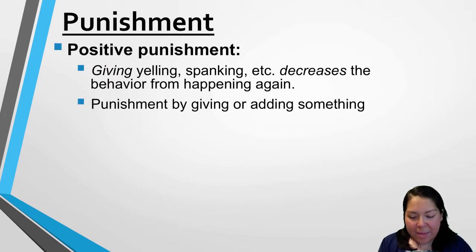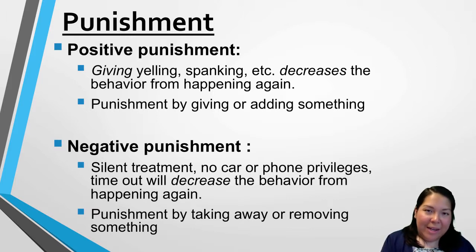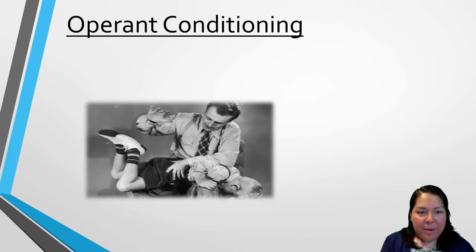So here we talk about punishment. The first is positive punishment because we are adding something to decrease the occurrence of the behavior in the future. So we're shouting, we're spanking in order to decrease a behavior, which is punishment. And then negative punishment, alternatively, is taking something away. So negative, taking something away to decrease the occurrence of that behavior, which is punishment. So positive punishment, negative punishment.